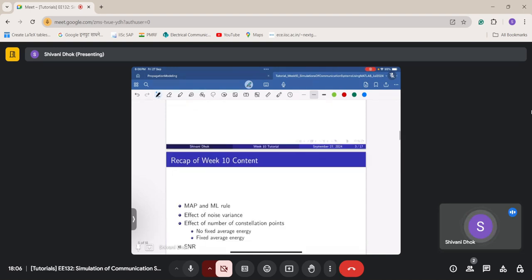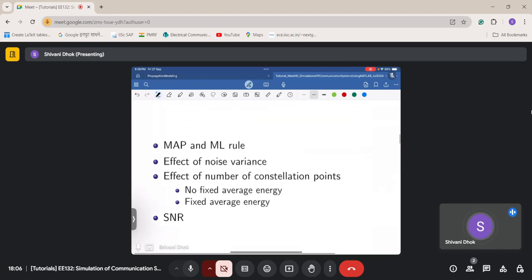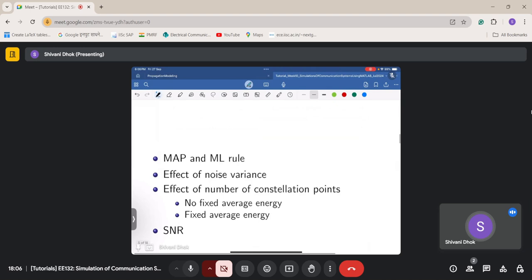So let's start with the recap of week 10 content. Week 10 content was majorly based on how we decode the communication signals. And to do that, we looked at two different rules. The first one was the MAP rule. We didn't specifically mention that this particular rule is a MAP rule, but let me just write it properly.